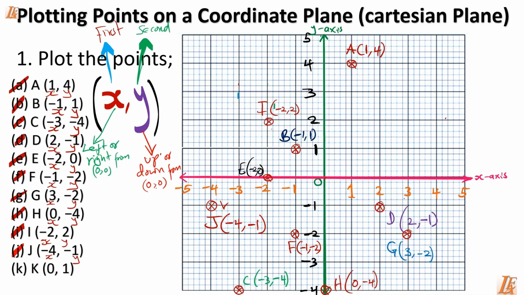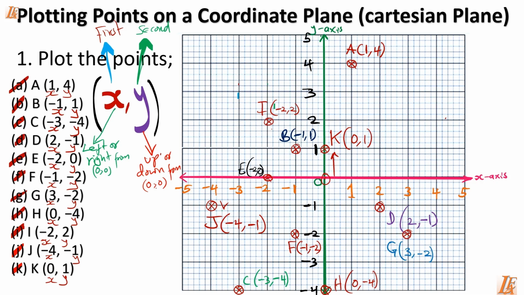Then finally, we look at point K, which is 0 on the x, and then 1 on the y. So in this case, on the x, it is 0. It means we are not going to move any step. And then on the y, where we are standing at this 0, we make a step to the positive side of the y-axis, upward 1. So that point is here, which we can call K, and its coordinate is 0, 1.